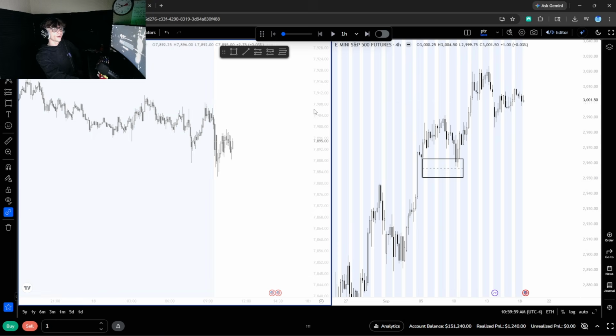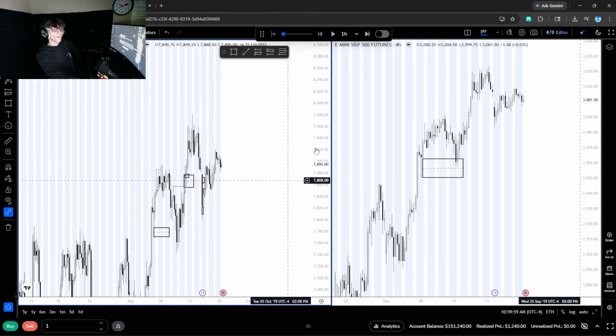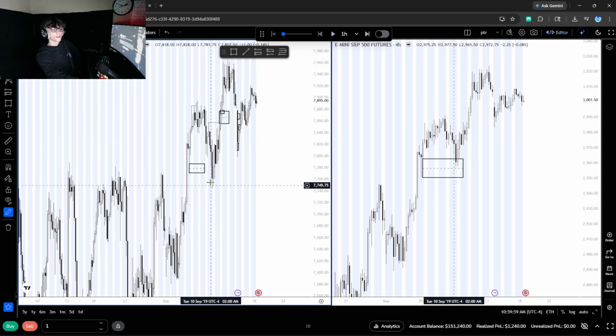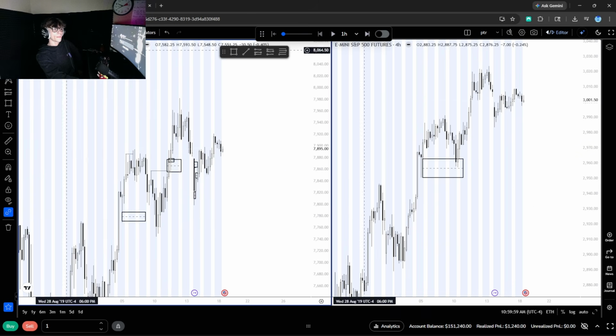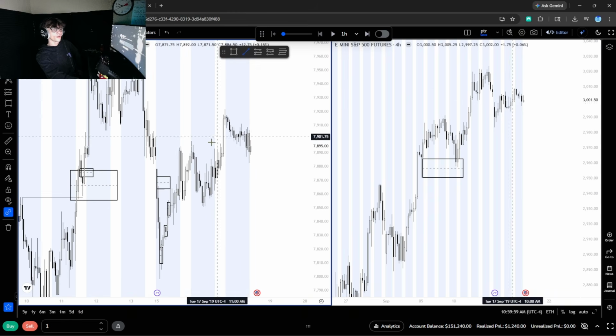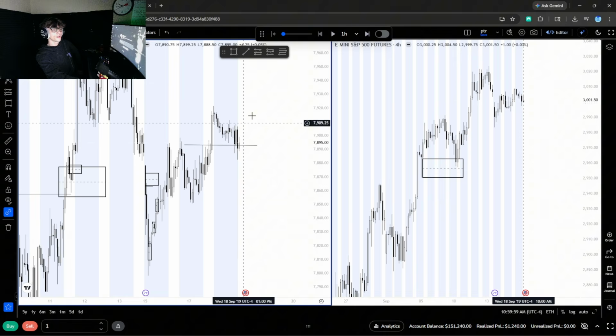Check the 4-hour. Yep, should be good. SMT, OTE, continuation higher in this buy model now. Right, breaking this, respecting it. We break this high, go ahead and take long.